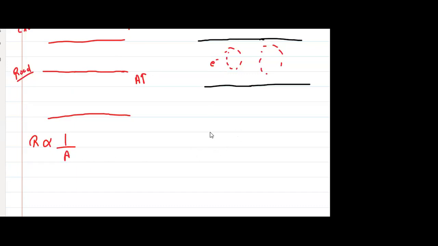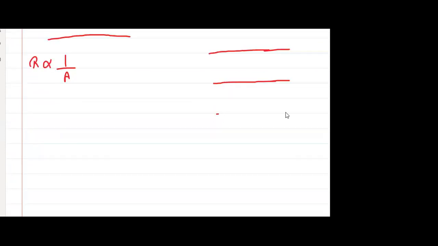Now, case two. Suppose you are running in the same road, but in one case you are running for 10 meters, and in the second case you are running for 20 meters. Now, what do you think? In which case will you find more resistance? 10 meters or 20 meters? Tell me. More resistance, Prahlad.